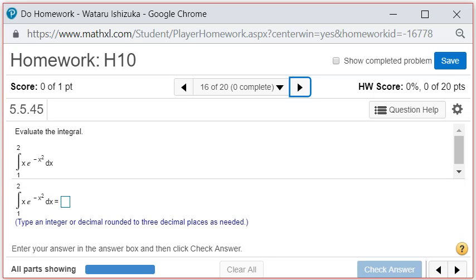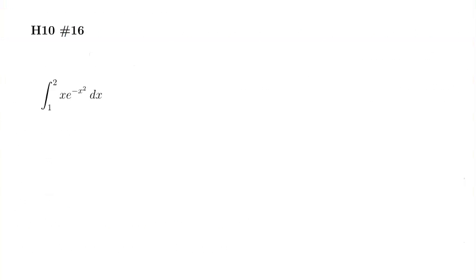All right, let's look at homework 10, problem number 16. Let's evaluate this definite integral using substitution. I'm going to use a substitution. I'm going to let u be negative x squared.